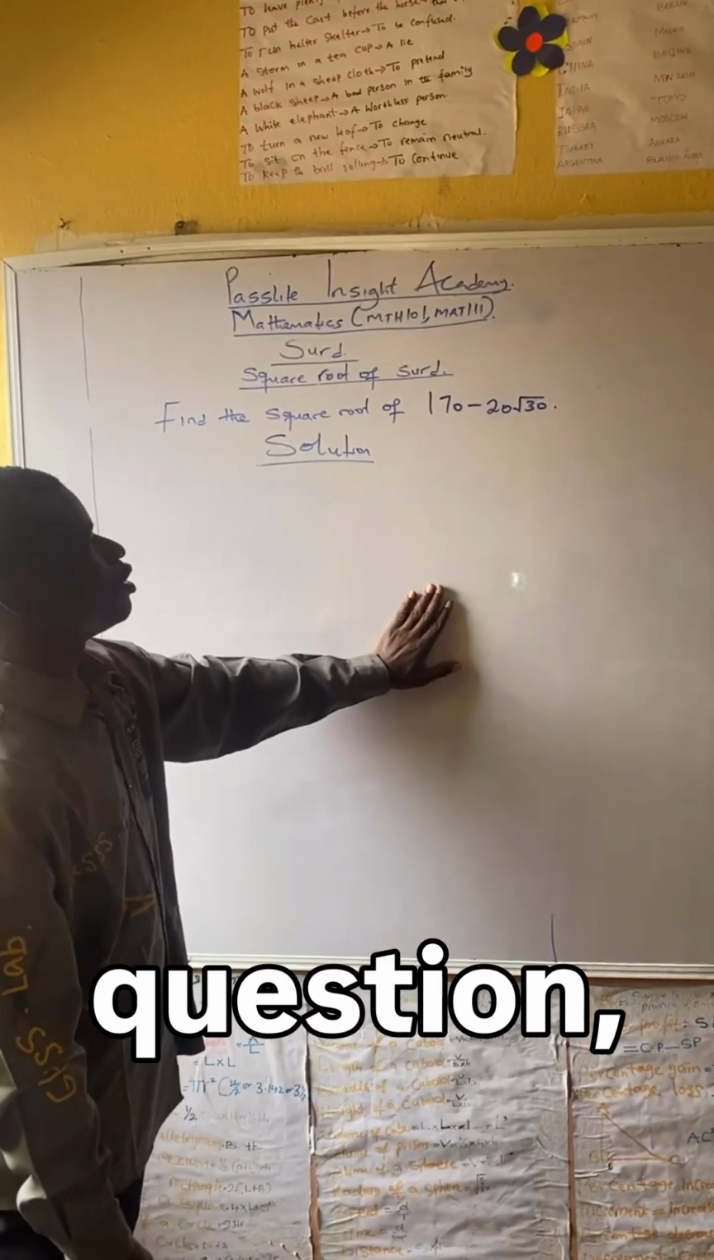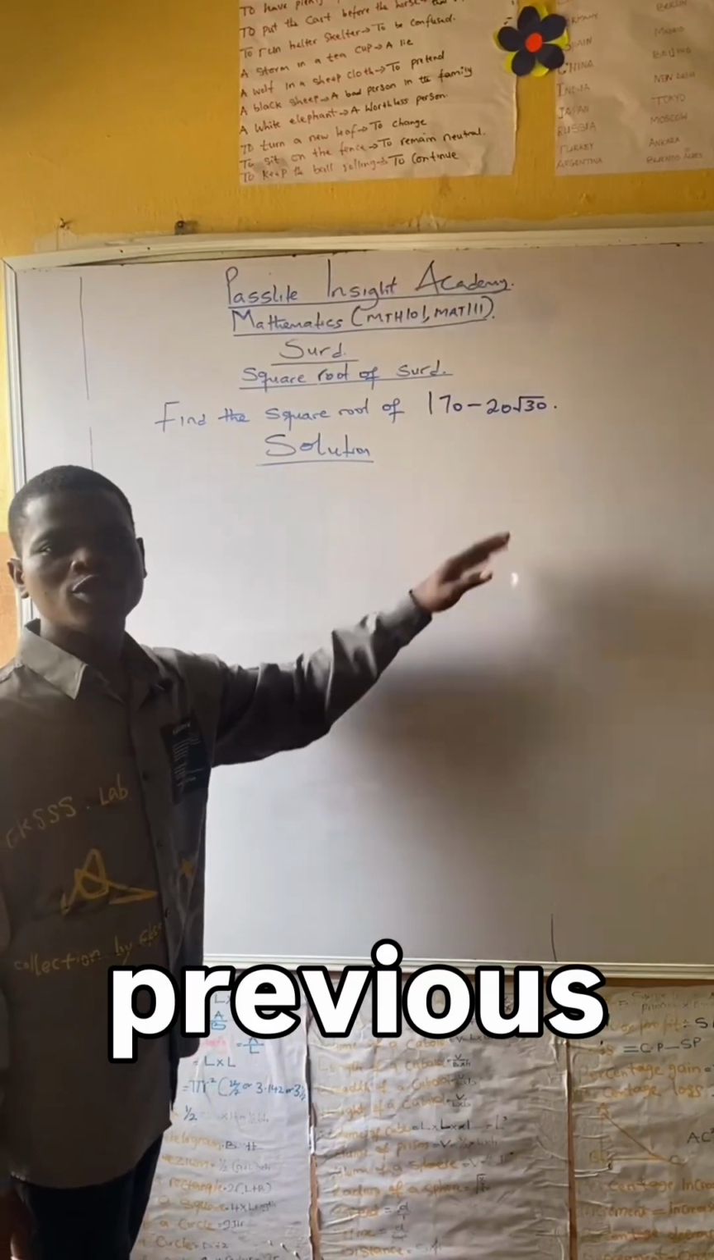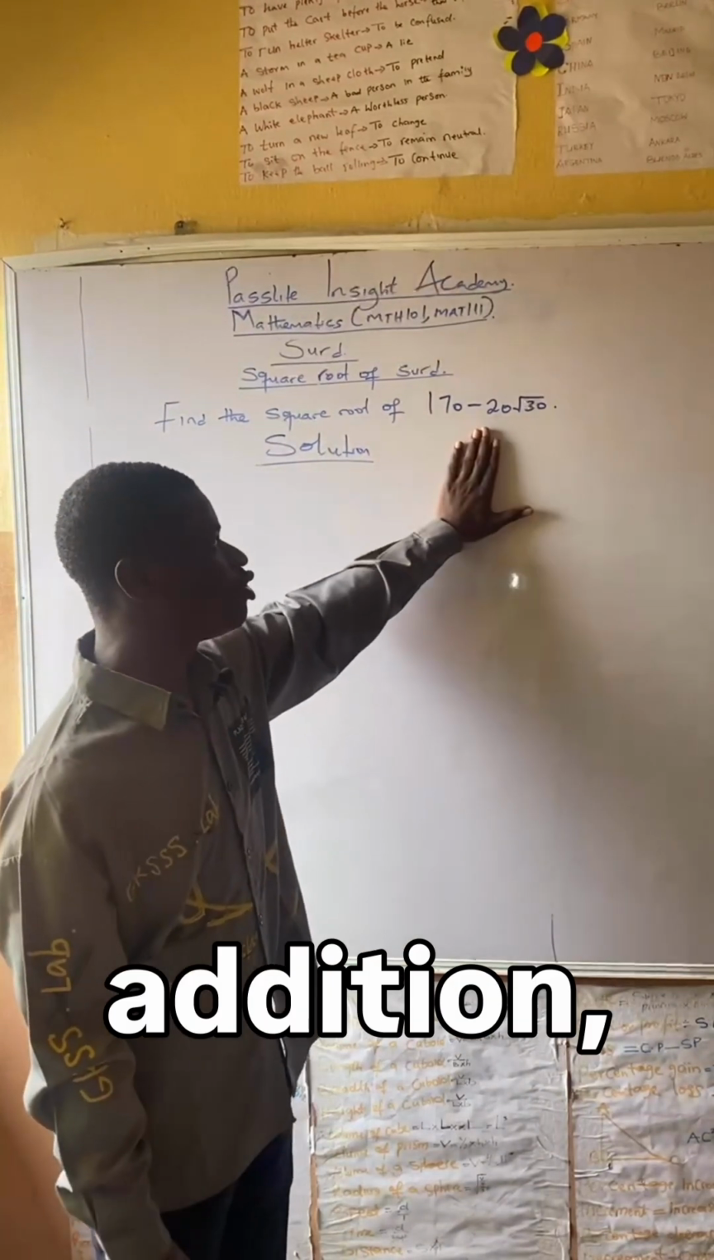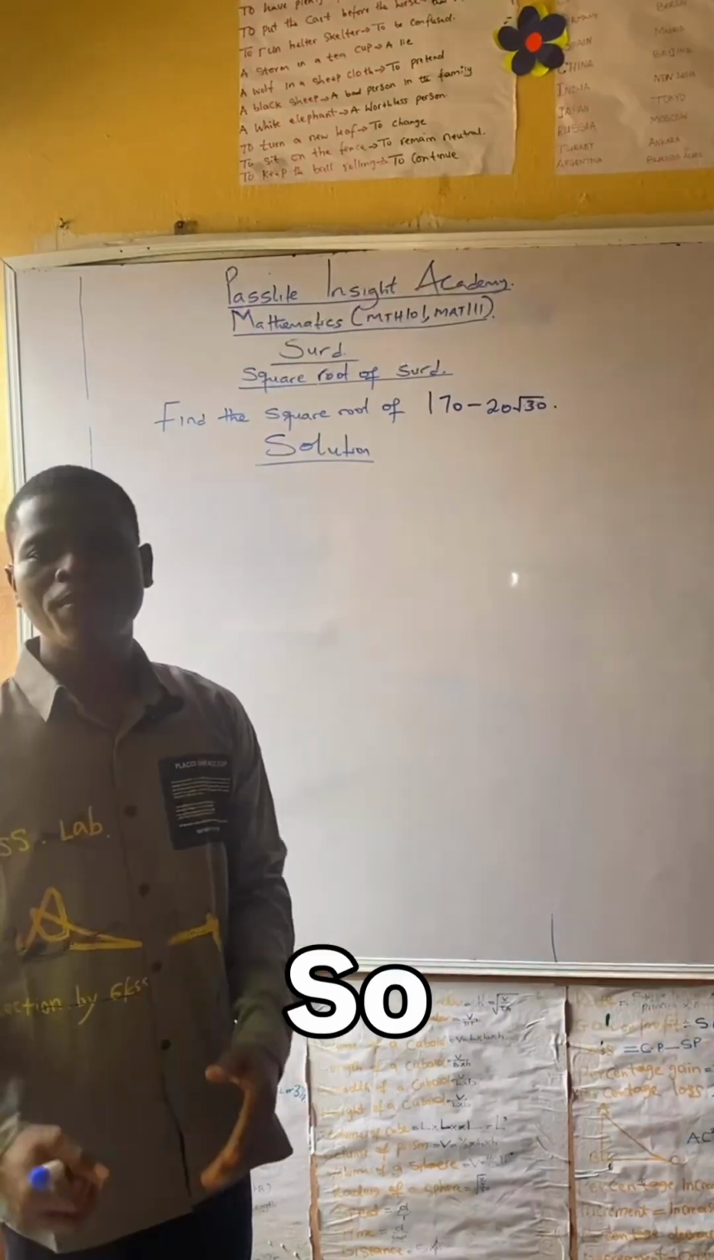So if you look at this question, this one is minus. The previous one we saw was addition, while this one is subtraction. So please, let's solve this together.